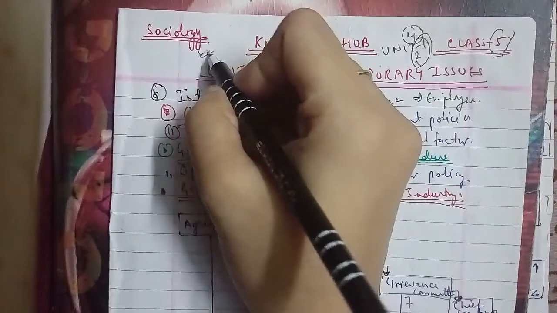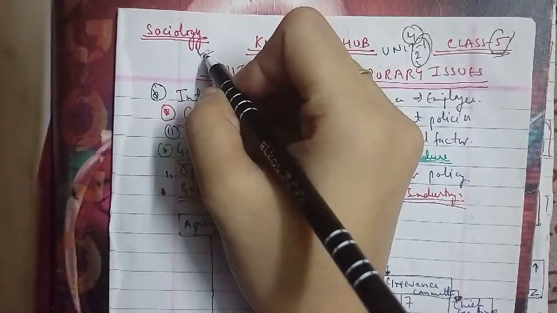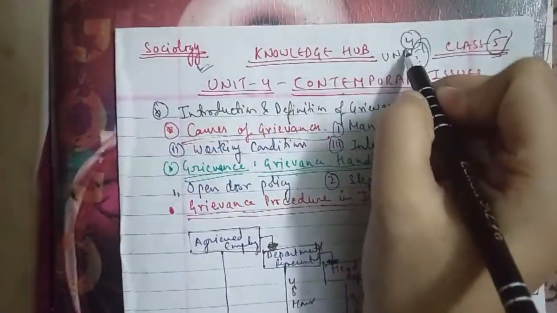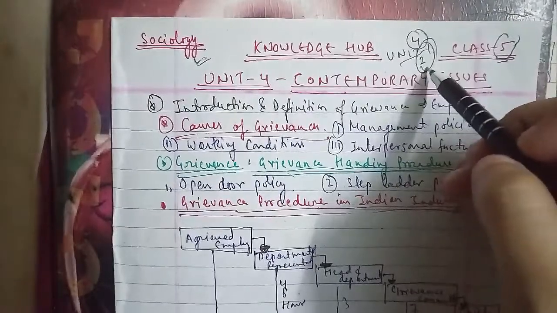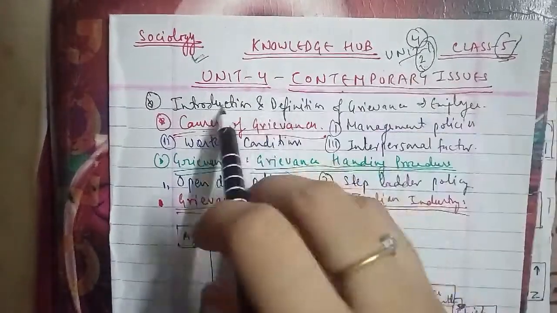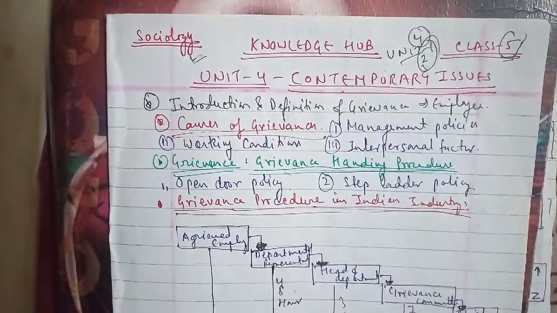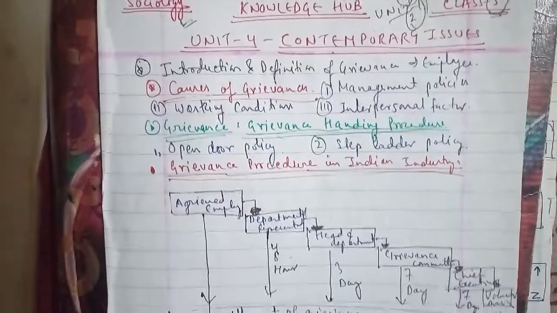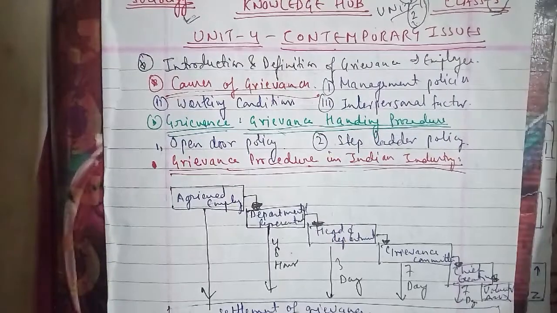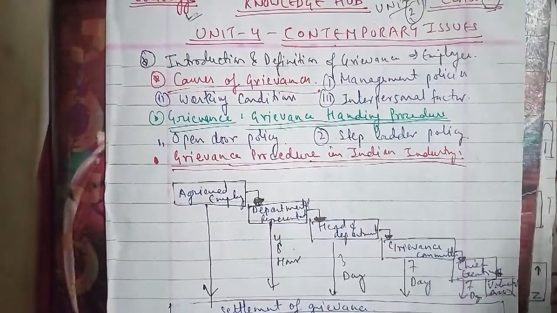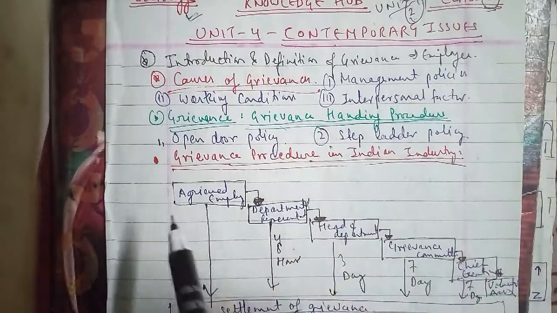This is your class Sociology that we'll discuss today, and that is your class 5. As I told you, we had done with class 4, where we had discussed unit 1, unit 2, unit 3, and now I will start with unit 4. The name of the unit that we have is contemporary issues, and that we'll discuss here. In contemporary issues, first we'll talk about some of the topics.